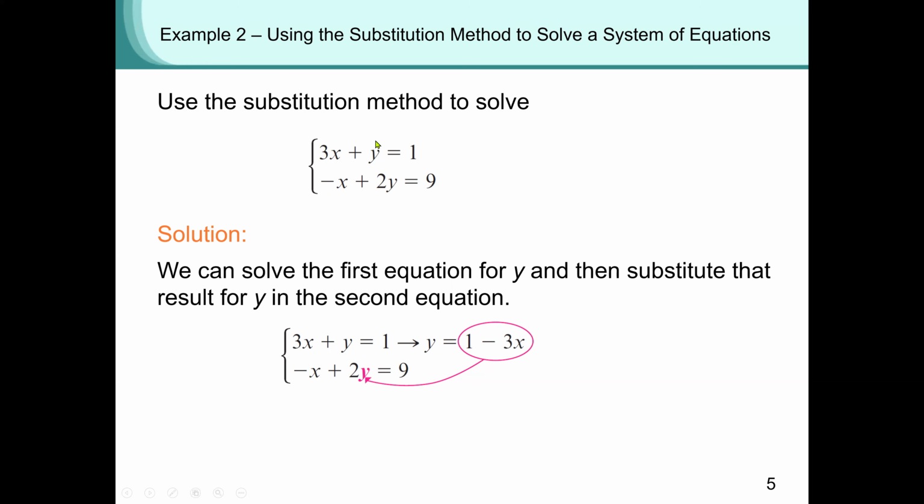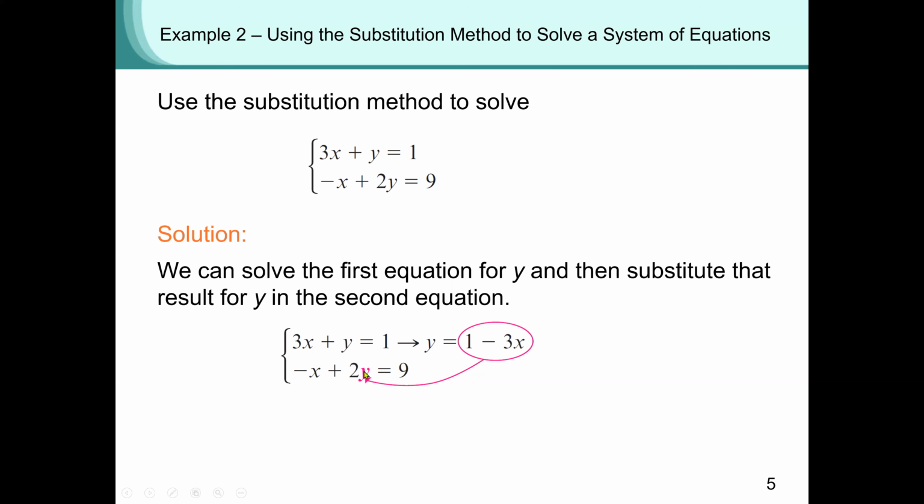Now I use the first equation to find y, so I have to use the second equation now to find x. Now, if I use the second equation to find y, then I have to use the first equation to find x. So we use the first equation, we get y. y gives us 1 minus 3x. So here you can see we substitute 1 minus 3x for y, because y equal to 1 minus 3x.